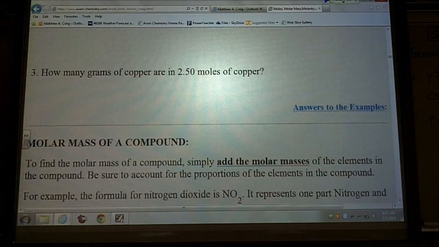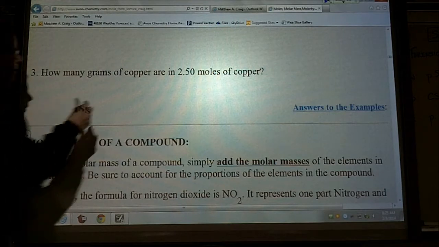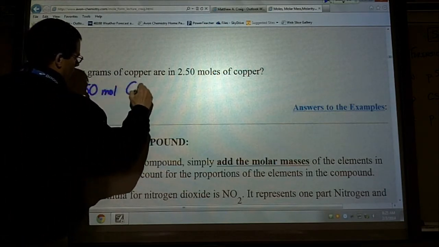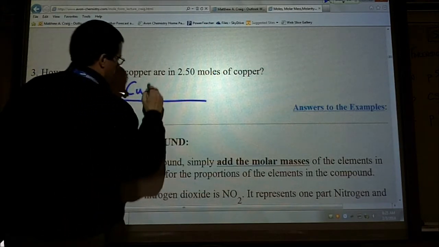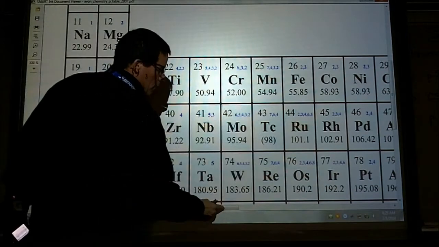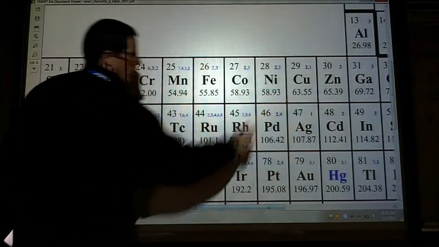Okay. Now, the question's asking how many grams are in a 2.5 mole sample of copper. So what do we start with now? 2.5 moles of copper. So how do we do this? Copper is not being shown, so 63.55.